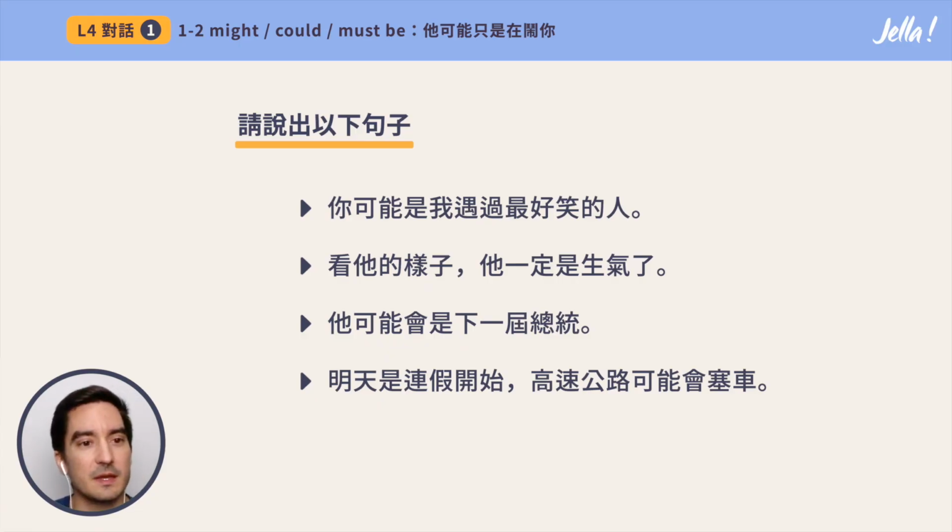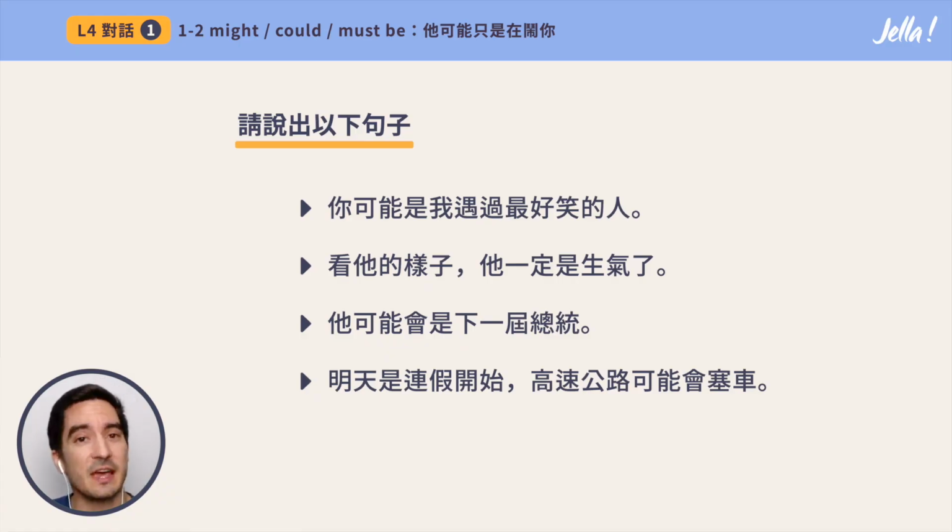Next up is 他可能会是下一届总统. Oh, excuse me if my tones get messed up. Switching from English to Chinese and back and forth messes me up. So, 他可能会是下一届总统. So he could be the next president. Ooh, really? So he could be the next president.